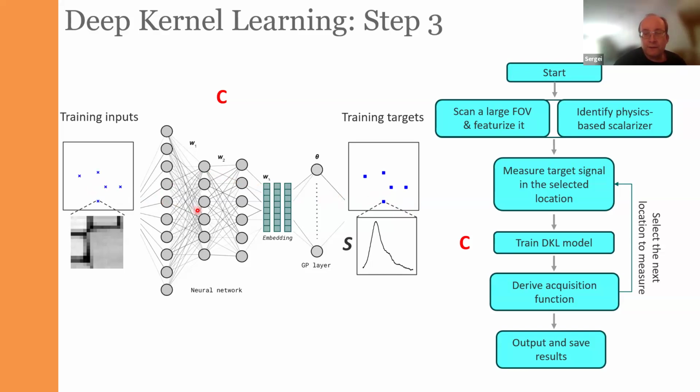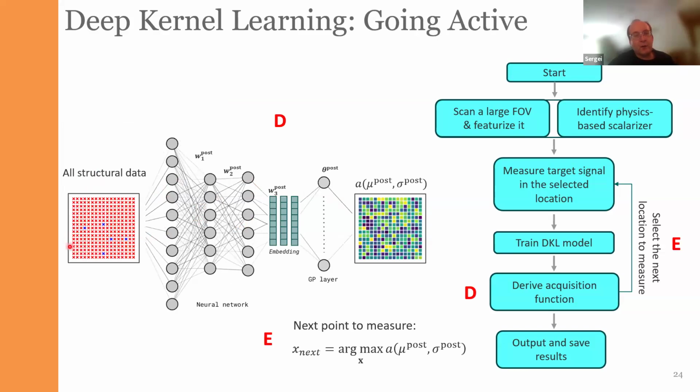So after we train our model, the next thing we do is take all our structural data and feed it inside the model. What is going to happen in this case is that for each patch in our patch collection, so in our full image, we will calculate the prediction of the scalarizer and the uncertainty of the scalarizer. And prediction and uncertainty of the scalarizer is exactly the same thing as the elements of the acquisition function in normal Bayesian optimization.